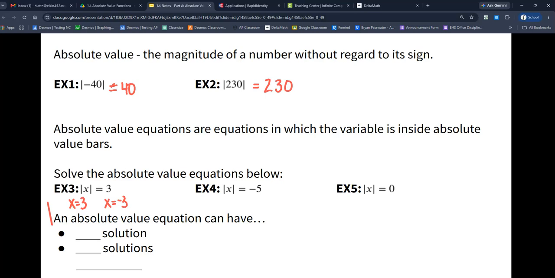Okay? All right, now 4. What number could I plug in that's going to give me negative 5? If I plug in negative 5, what will I get? Positive 5. Won't work. If I plug in 5, what will I get? Still positive. Okay? No solution for this one.